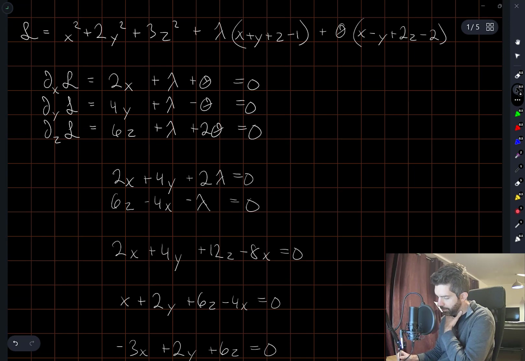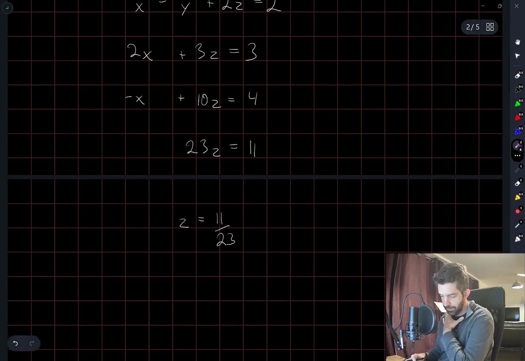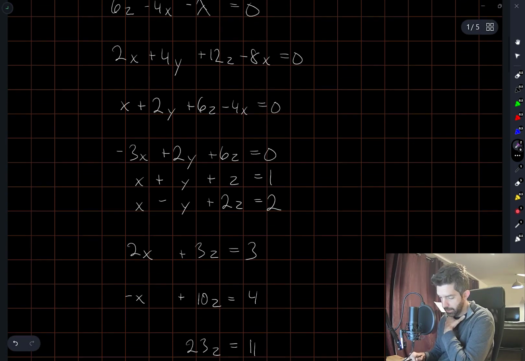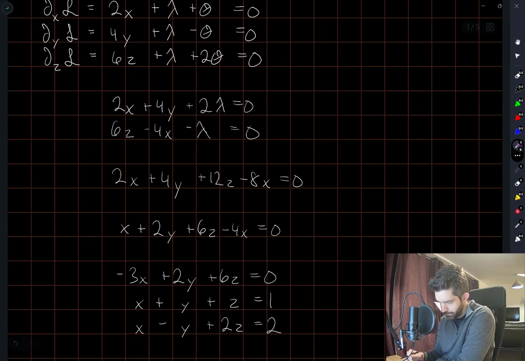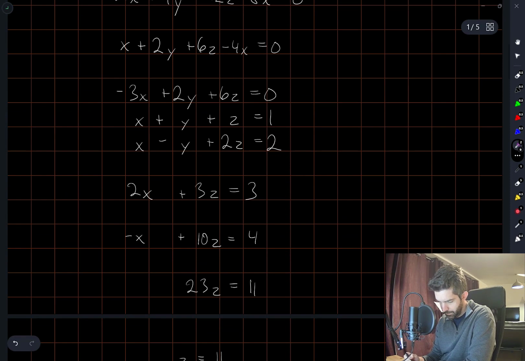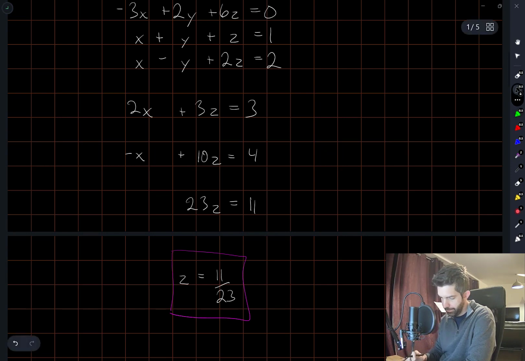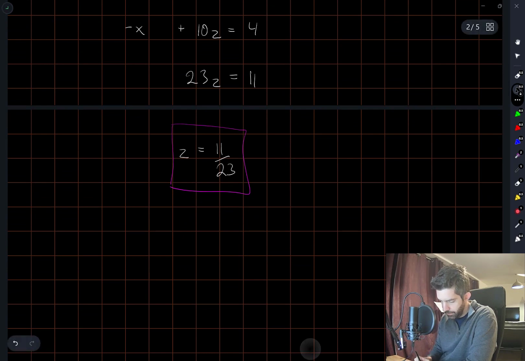I'm just going back now to check my algebra. I ended up with z is equal to 11 over 23. I want to make sure that I don't have a little arithmetic mistake where this should be something like 11 over 22, which would make things a lot simpler. Yeah, this is what I end up getting. So it's not the nicest looking coefficient, but that's all right. So let's substitute this back into some other equations and see what we get.